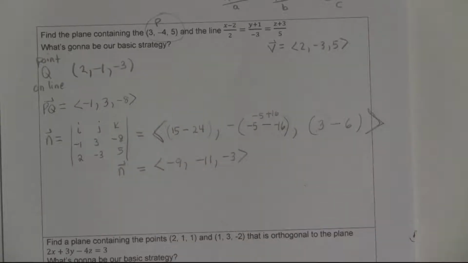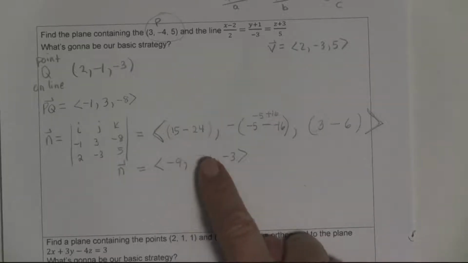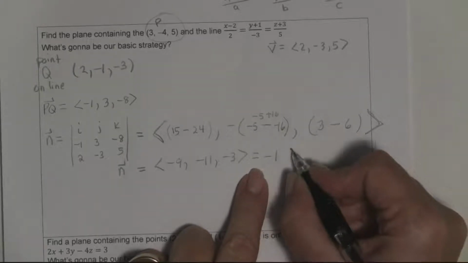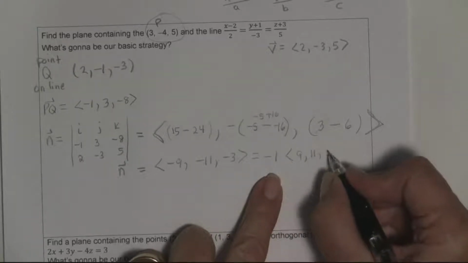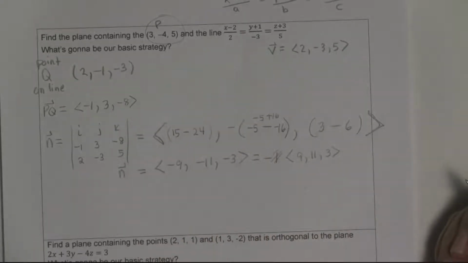And remember, I can use any scalar multiple. So if this had been a 12, I'd be dividing out a 3, but I still might want to divide out a -1. And so if I divide out a -1, this would be 9, 11, 3. And then I can use that as my normal vector.